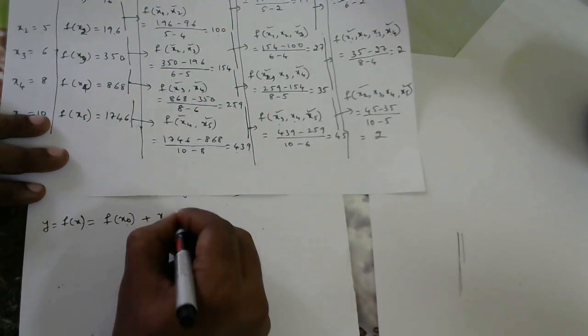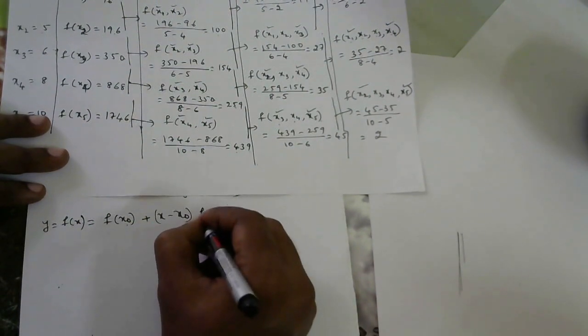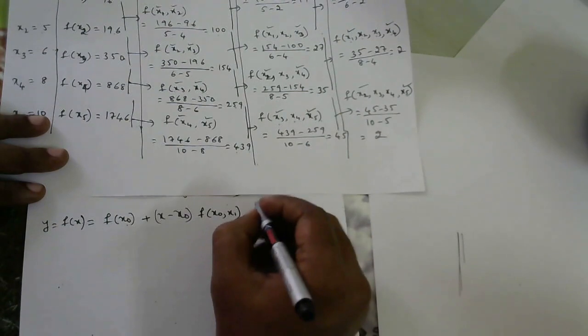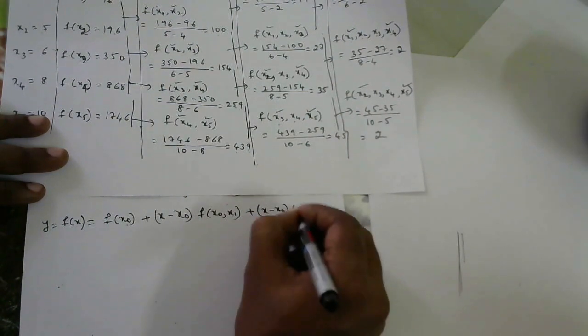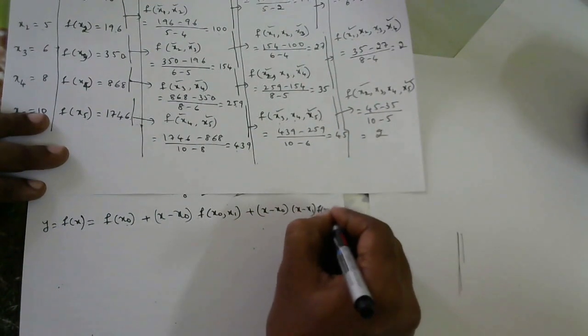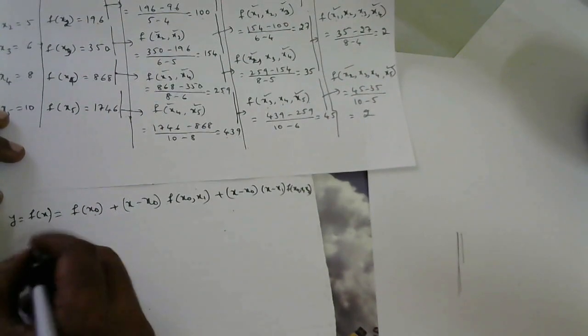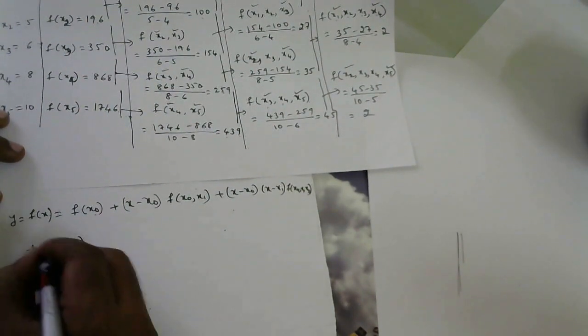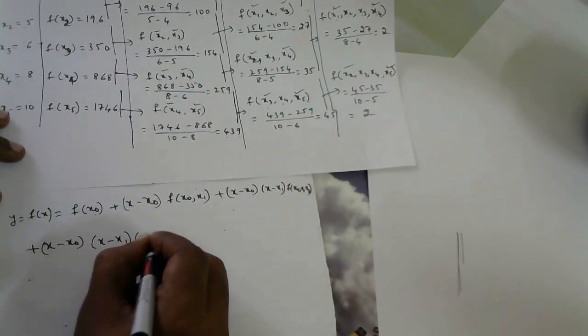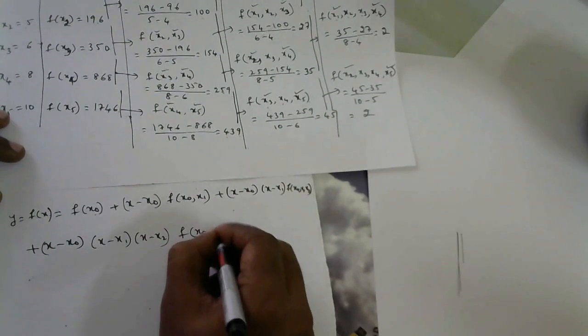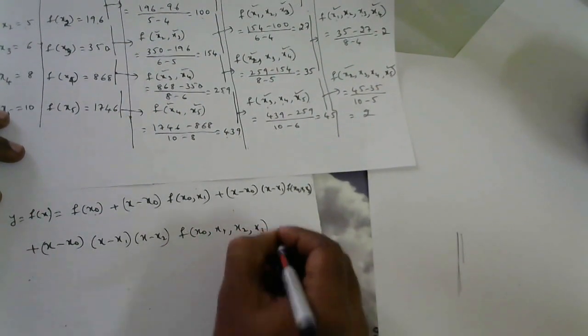So write the formula. Here y equals f of x equals f of x0 plus x minus x0 into f of x0, x1, plus x minus x0 into x minus x1 into f of x0, x1, x2, and plus x minus x0 into x minus x1 into x minus x2 into f of x0, x1, x2, x3. Stop it here.